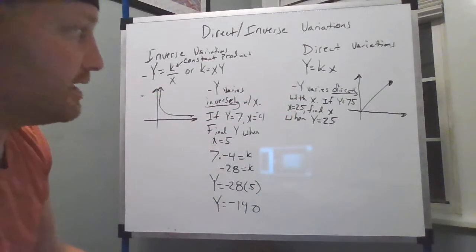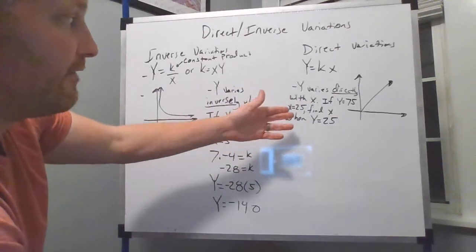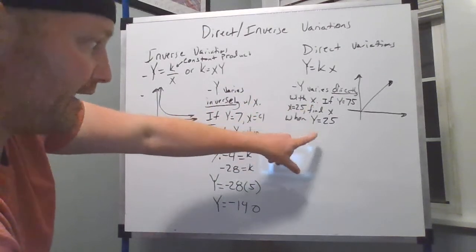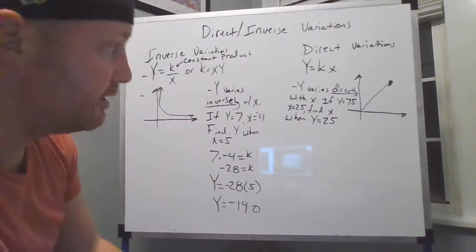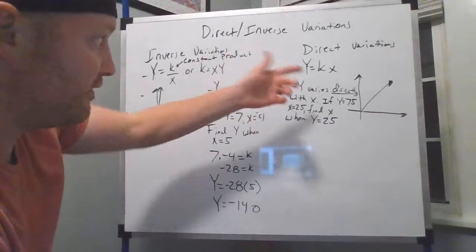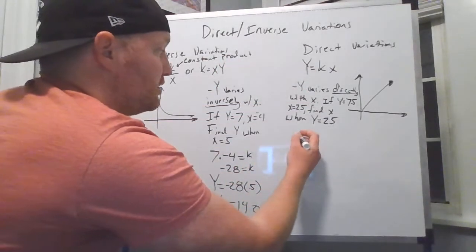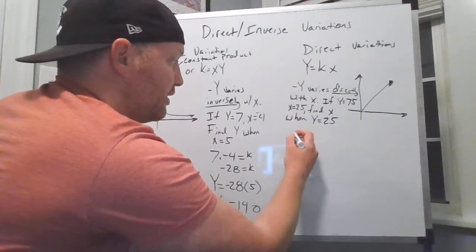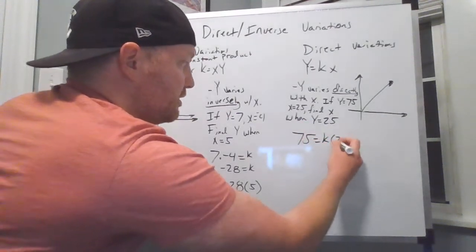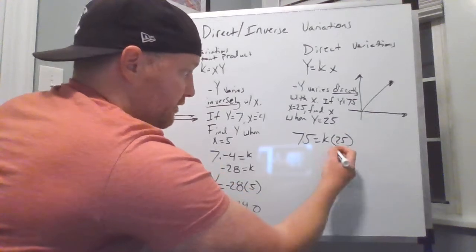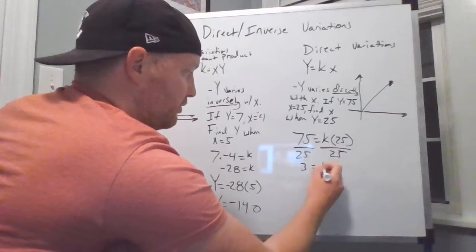Over here, this one says y varies directly with x. If y equals 75 and x equals 25, find x when y is equal to 25. Again, this is where they're very similar. In the sense of how to solve them, we've got to find out what that k is. So we replace the standard equation, 75 equals k times 25 to solve for k every time. Just divide this out. So 3 equals k.